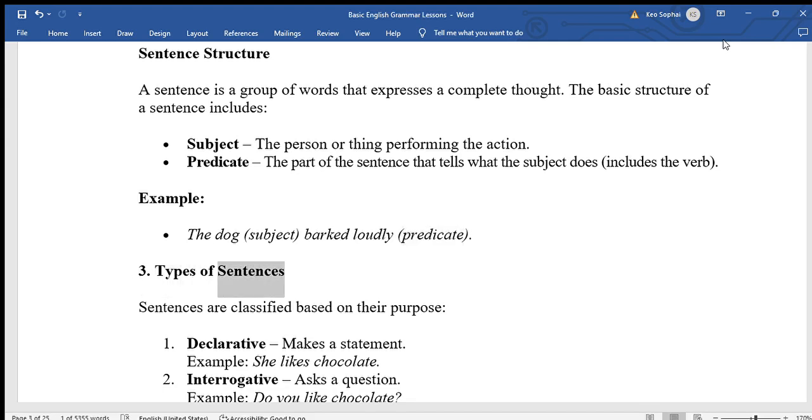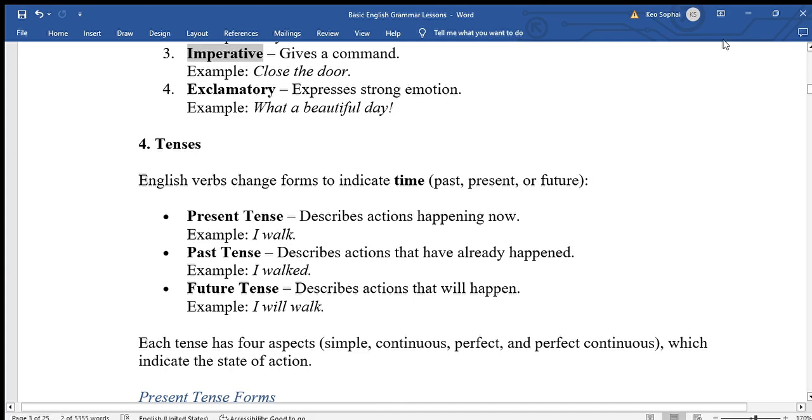3. Types of sentences. Sentences are classified based on their purpose. Declarative, makes a statement. Example, she likes chocolate. Interrogative, asks a question. Example, do you like chocolate? Imperative, gives a command. Example, close the door. Exclamatory, expresses strong emotion. Example, what a beautiful day.